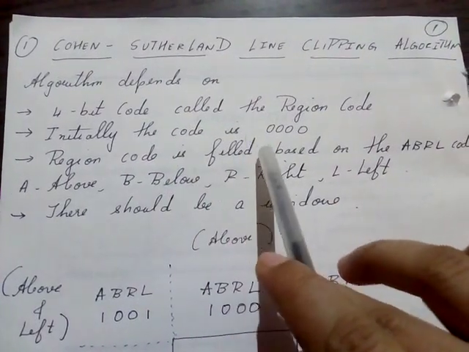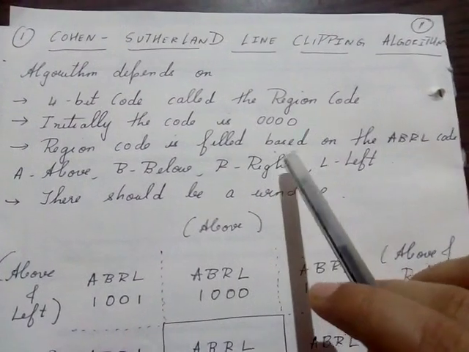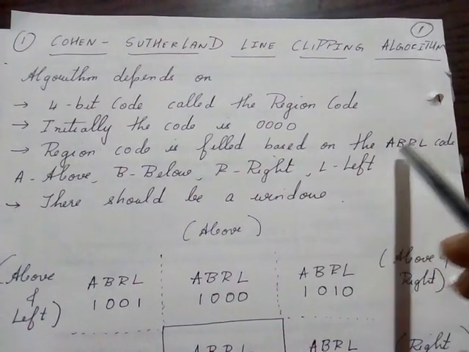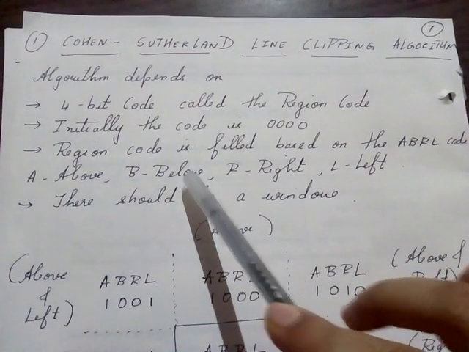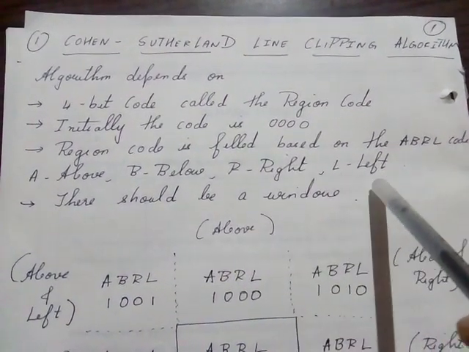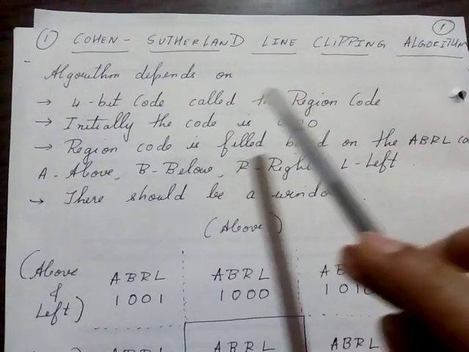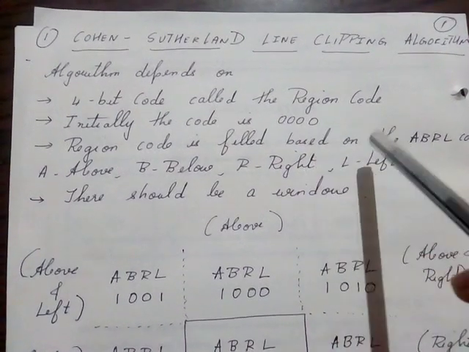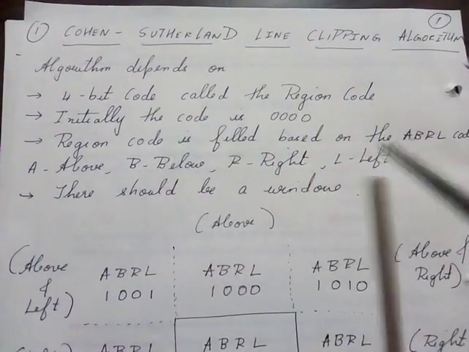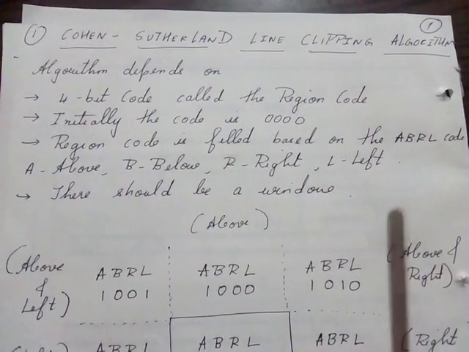Initially the code values will all be zeros, and the region code is filled based on the ABRL code, where A stands for above, B below, R right, L left, and there should be a window. Initially all values will be 0.